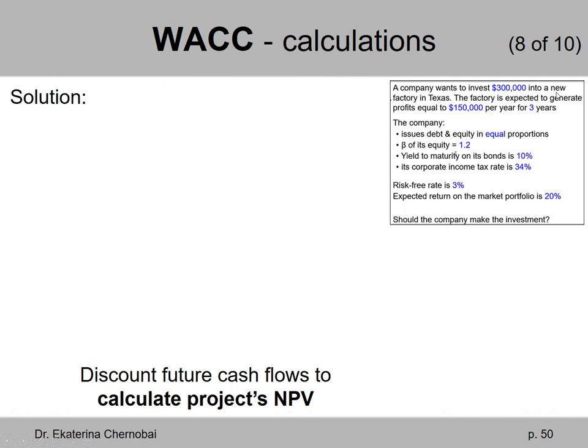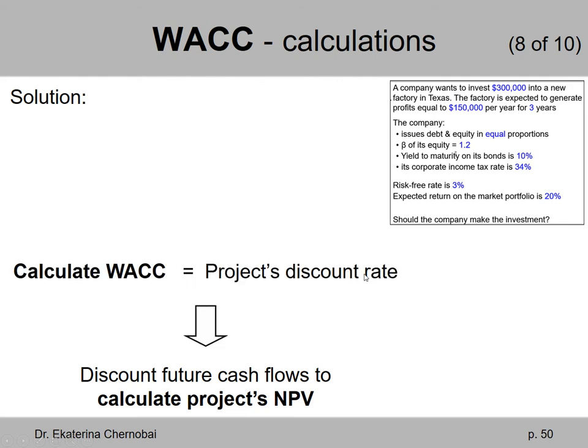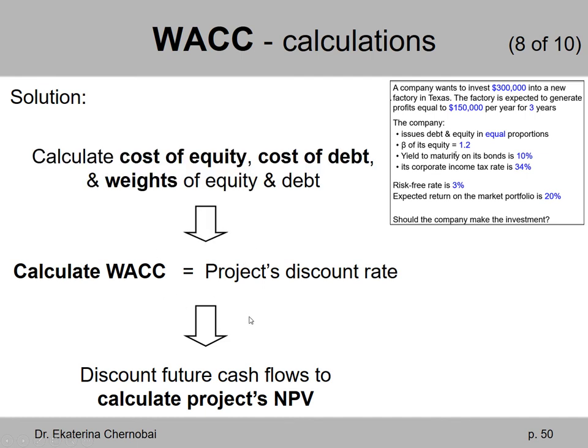So the cash flows are not a problem, but what we need for the net present value, apart from the cash flows, is the discount rate, the project's discount rate. For that, we can use the weighted average cost of capital. So our very first step will be calculating the cost of equity, the cost of debt, and their weights in order to find the weighted average cost of capital, which will then be used as the discount rate to find the project's net present value. So this is our plan.